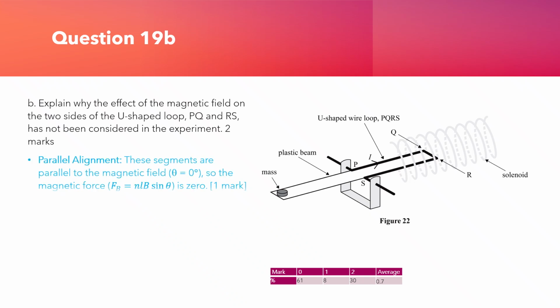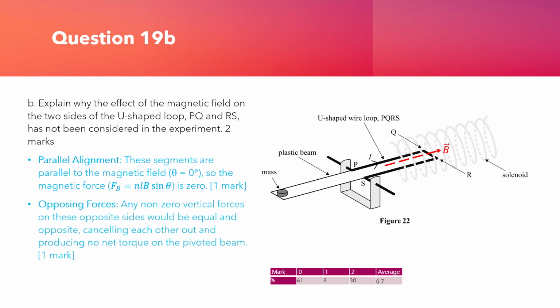Parallel alignment, these segments are parallel to the magnetic field, so the magnetic force is zero. Opposing forces, any non-zero vertical forces on these opposite sides would be equal and opposite, cancelling each other out and producing no net torque on the pivoted beam.